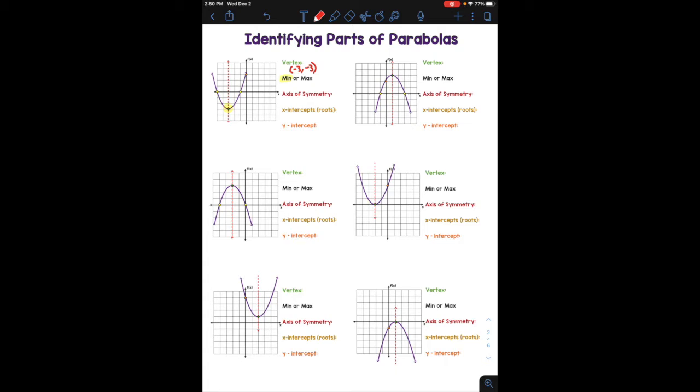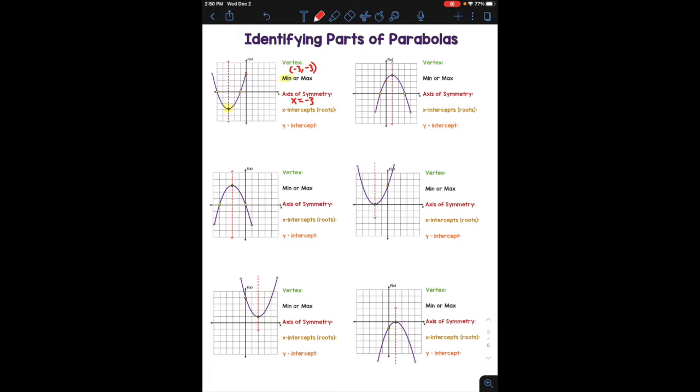When we go to graph these quadratic equations on the next page, we don't have to graph that axis of symmetry, but you're going to see that it is going to be important to find it in order to graph the parabola. We're going to write the equation of that vertical line, which would be x equals -3.